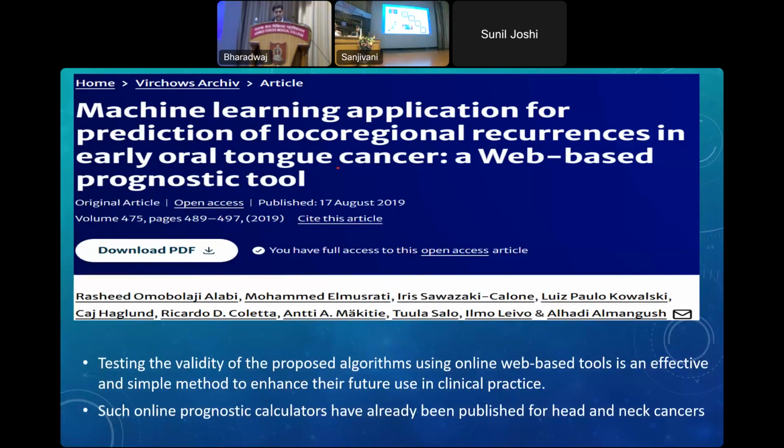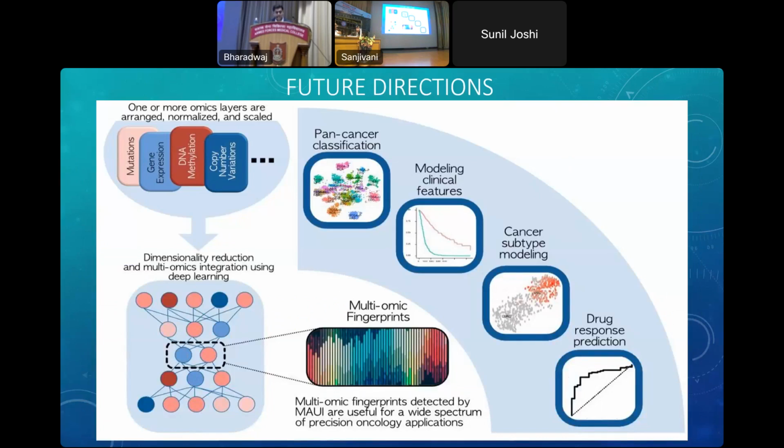Another future is that we can take all the factors like mutation, gene expression, genomic, and molecular profile, and integrate them into AI, and we'll have multi-omic fingerprints. There will be a new pan-cancer classification, modeling clinical features. There will be cancer subtype modeling, and AI can also be used in drug response prediction.